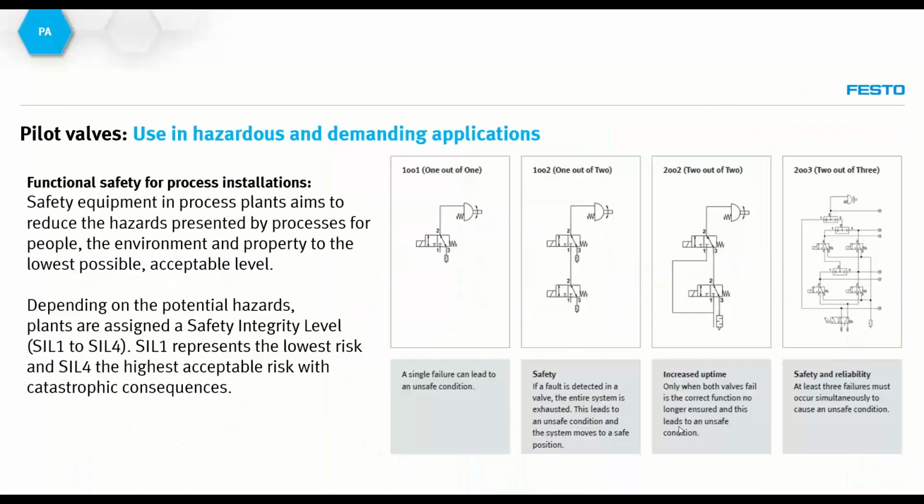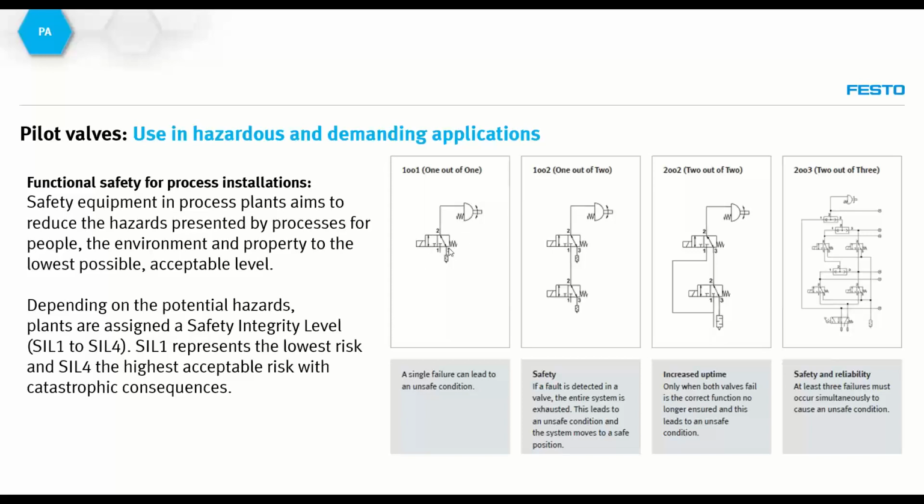So this is one part. The other part, when it comes into demanding applications, is that when we actuate an actuator with a single solenoid coil, the chance that the solenoid coil fails can be really high.